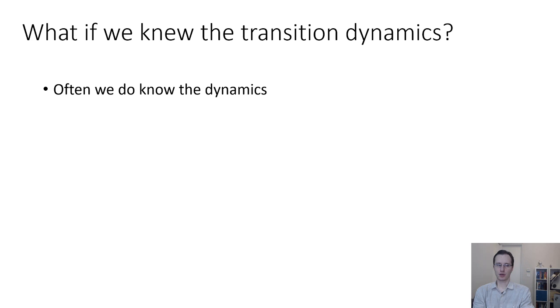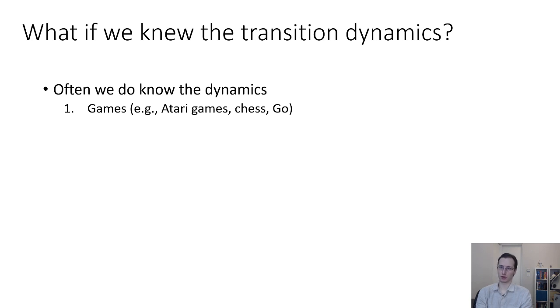All right, so oftentimes in practical problems, we do actually know the transition dynamics. For example, if you are playing a game, like an Atari game, or chess, or Go, in all of those settings, you really do know the rules that govern the game, either because it was programmed by hand, or, as in the case of board games, because the rules are known and they're specified in a rule book somewhere.